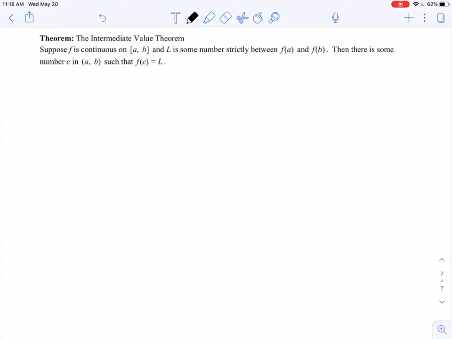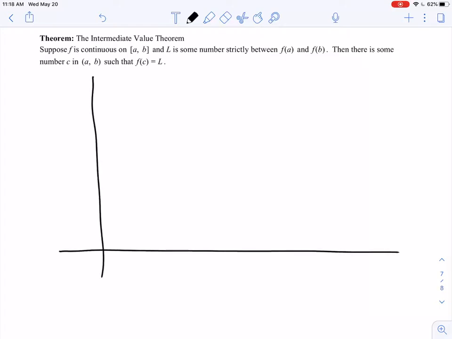Suppose that f is some continuous function on a closed interval a to b, and L is some number strictly between f of a and f of b. Then there is some number c in the open interval (a, b) such that f of c is equal to L. So there's kind of a lot happening here. Let's draw ourselves a picture.